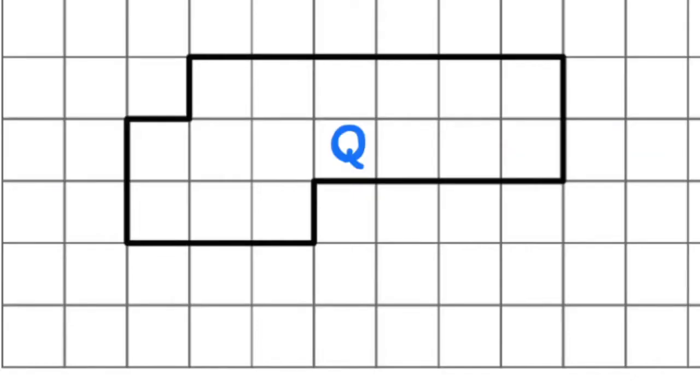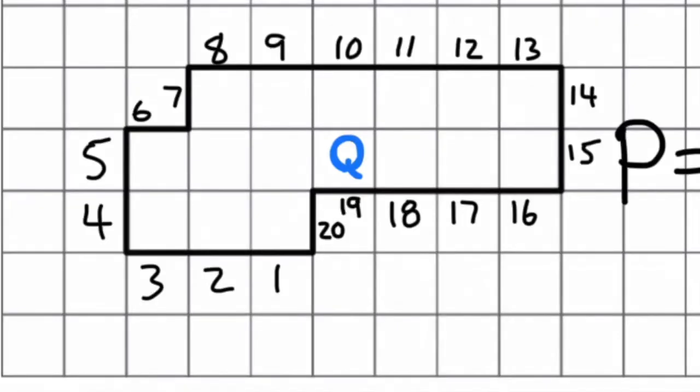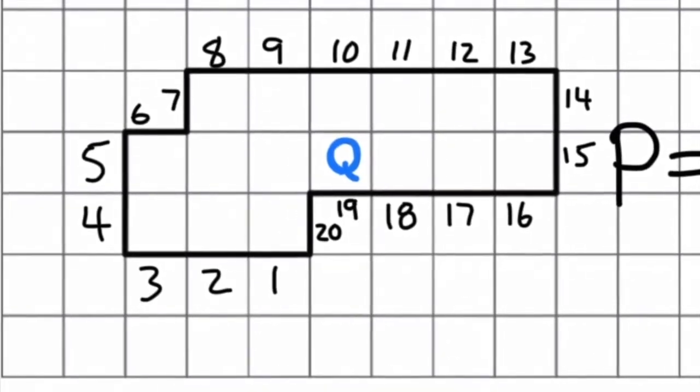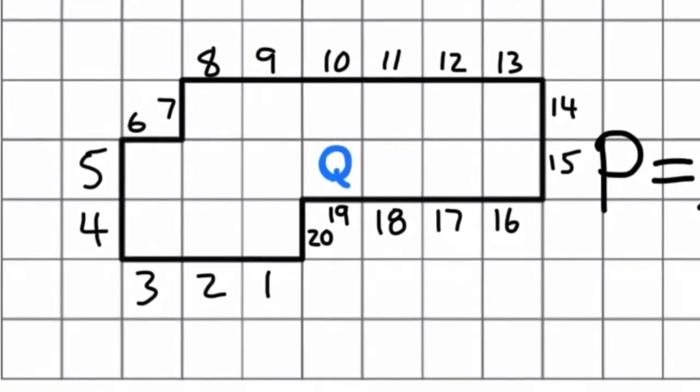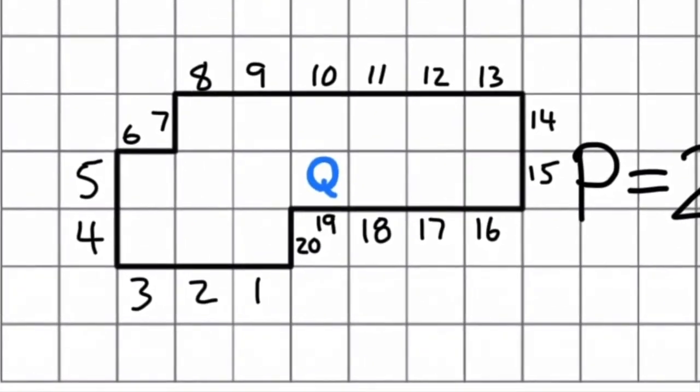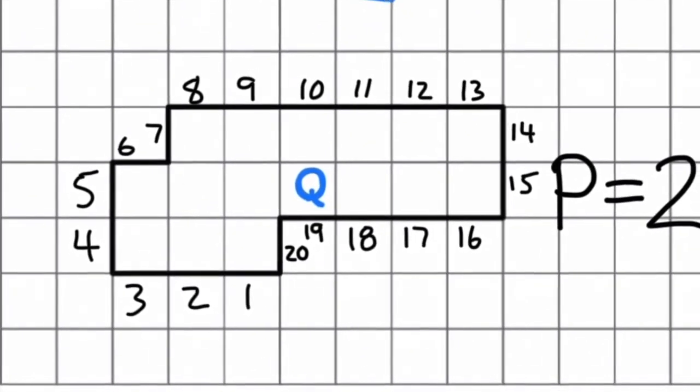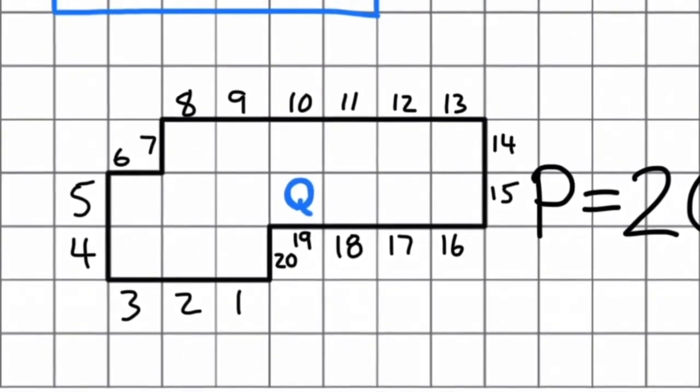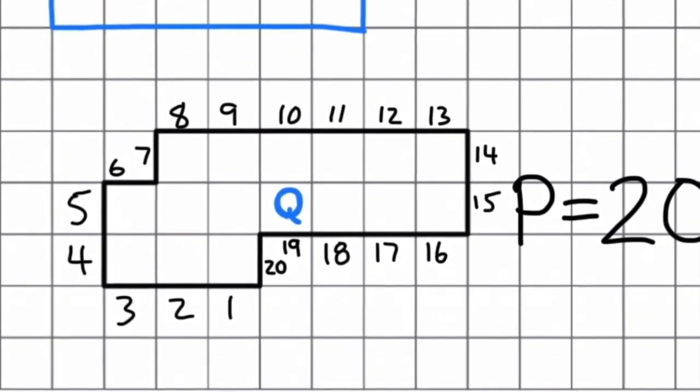Here's a closer look at polygon Q. First, let's determine the perimeter. We can do this by following along the polygon's boundary line, or perimeter, and counting the number of units. As you can see here, polygon Q has a perimeter of 20 units.